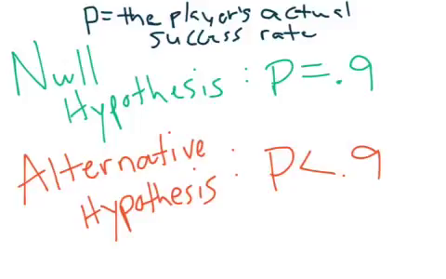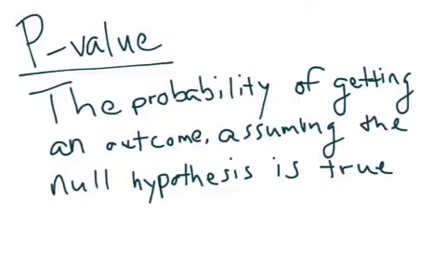So what we need to look at is what are some situations where we would have evidence against the player's claim, against the null hypothesis. Well, we'll get there in a second, but first we need to understand the concept of a p-value. The p-value is the probability of getting an outcome assuming the null hypothesis is true. If we get a really, really small p-value, oftentimes below 5%, we say we have evidence to reject the null hypothesis.